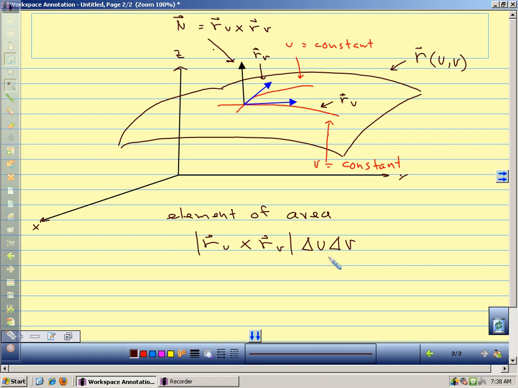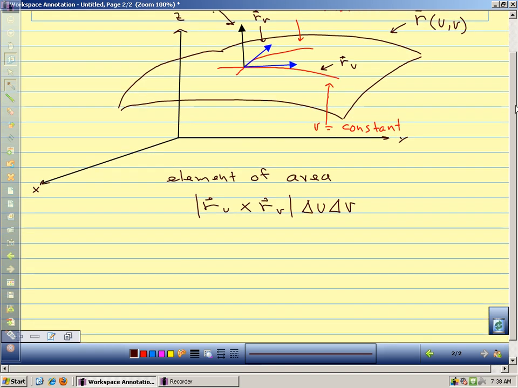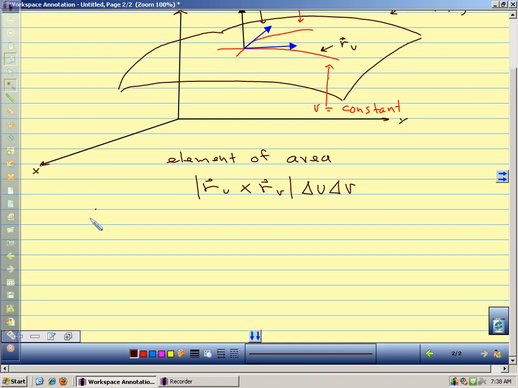And the area of the surface is the sum of these tiny little pieces of area over the entire surface. So we can say that the area of our parametric surface, our total area, is going to be the double integral over our region of the magnitude of r sub u cross r sub v du dv. We could also write that as the double integral of the magnitude of the normal vector.